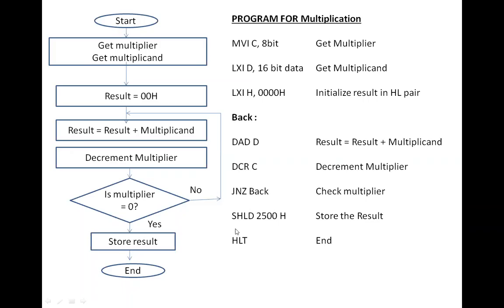And whenever we have to store the result, because when the zero flag is set, the zero flag will be 1, then it will not go back. It will come to the SHLD, whose purpose is to store the result at the successive memory locations 2500 and 2501, and then end the program. This is the program for the multiplication. So moving ahead, after the multiplication program, let us go for the division program.